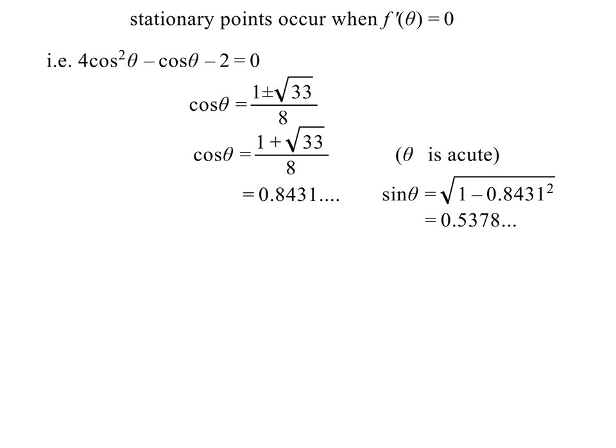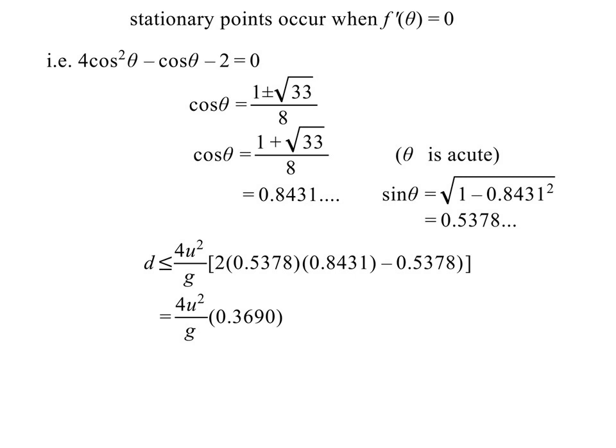So what happens to d now? We said d was less than or equal to 4u squared on g, sine 2 theta minus sine theta. Well, guess what? I've now converted that back to 2 sine theta cos theta. Maybe it wasn't a smart thing to do, turning into, so I could substitute in sine theta and cos theta. I've turned it back. We get 0.3690. Hang on.